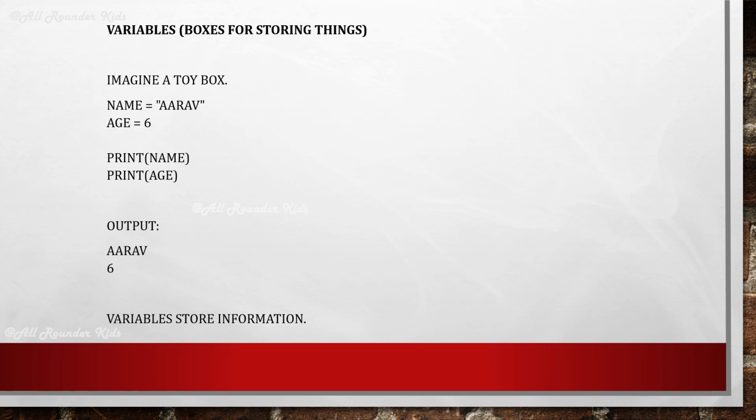Variables. Boxes for storing things. Imagine a toy box. Name equals Arif. Age equals 6. Print, name. Print, age. Output: Arif, 6. Variables store information.